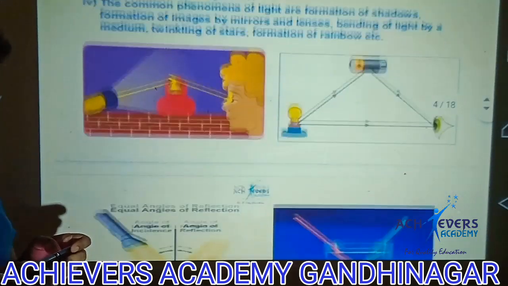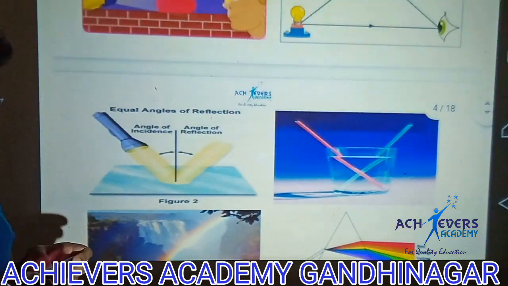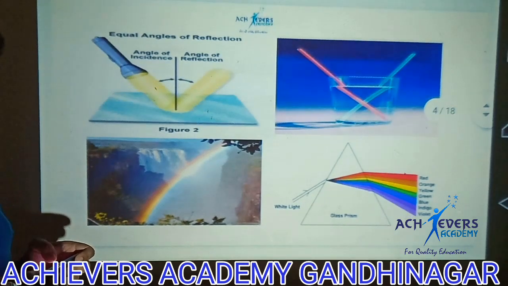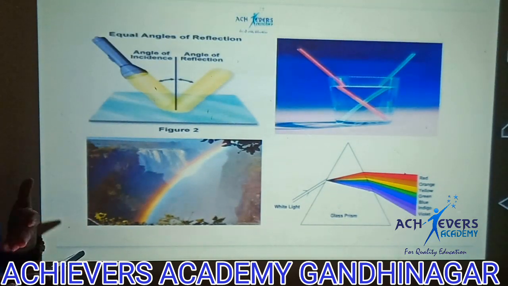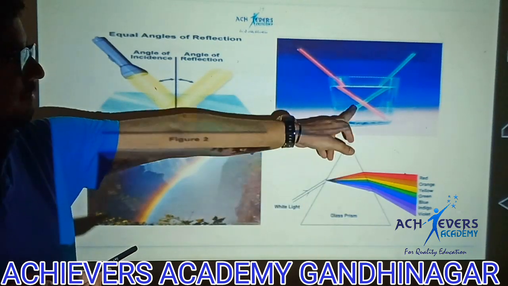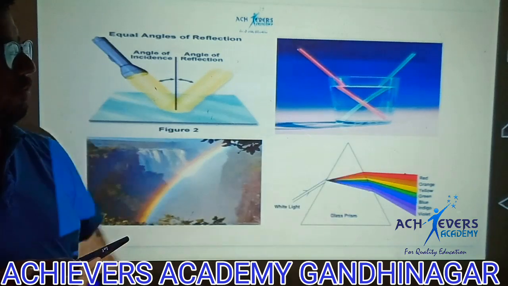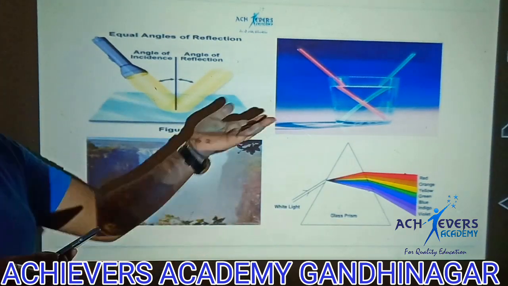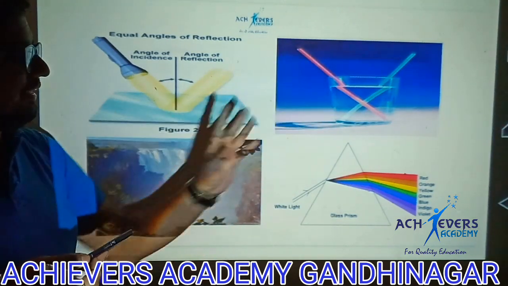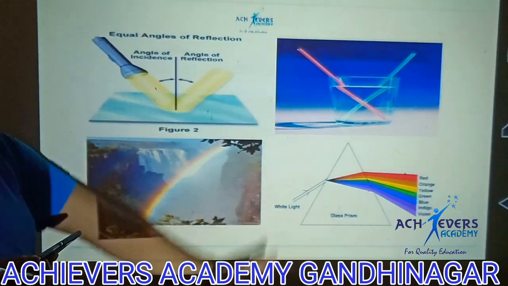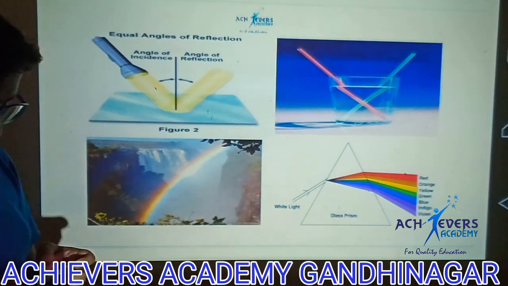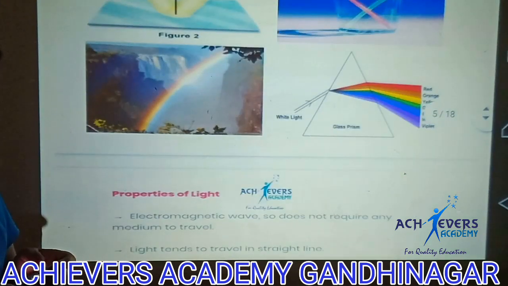Now let's see the different phenomena of light. Here you see the formation of a rainbow, you see the spectrum being formed by a prism, and when you immerse something in a glass, you see that it is getting bent. These are the phenomena of light and we are going to study about them in detail in this and the next chapter.